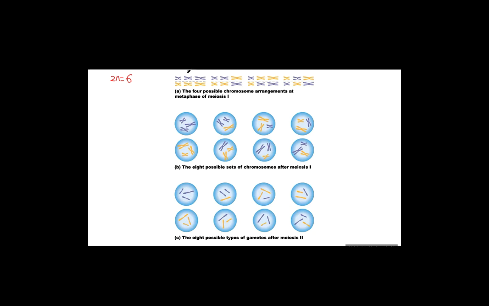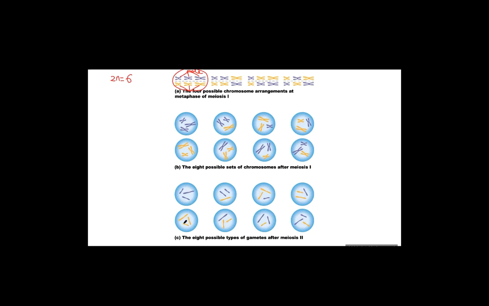So this is one pole. If you think of this as a cell, this set of a homologous chromosome is going to move to one pole. The other homologous chromosome partner is going to move to the other pole. Then after meiosis 1, each daughter cell has this set of homologous chromosomes. Every cell has a different combination of homologous chromosomes. There are 8 possible sets of homologous chromosomes after meiosis 1.